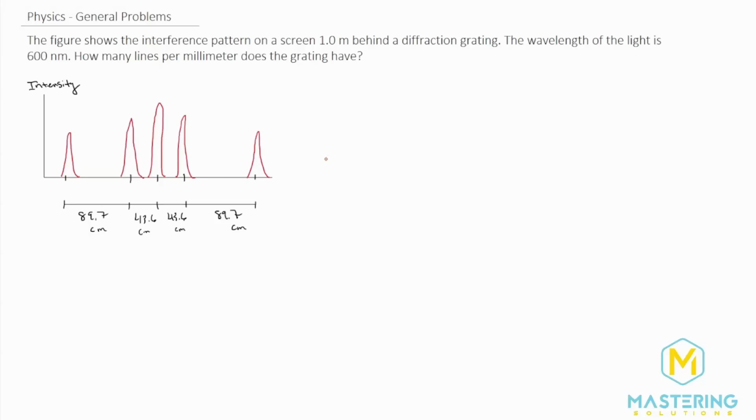Welcome to Mastering Solutions. Let's start this question by making a list of everything we're given in the problem. We know that L in this case is 1 meter, the screen behind the diffraction grating. The wavelength of light, they say, lambda, is 600 nanometers. And we need to find what d is, or how many lines per millimeter the grating has. That is going to be the width over slits. In this case, they said they want it in 1 millimeter. How many slits does it have?